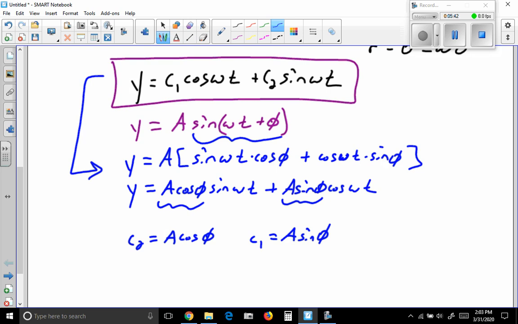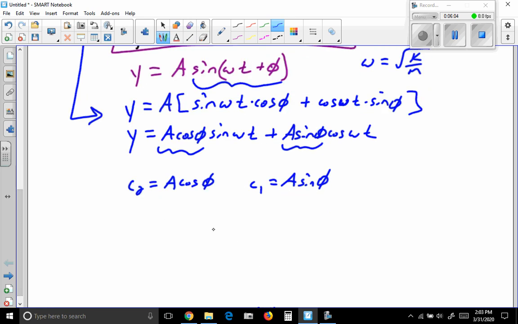So we want to know what phi and what A is for each of our situations. We already know how to get omega. Omega is the square root of k over m. But we want to see what the amplitude A and the phase shift are if we know C1 and C2. So let's solve this one for sine and that one for cosine. So C1 over A is sine. C2 over A is cosine.